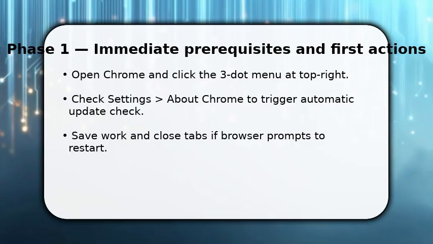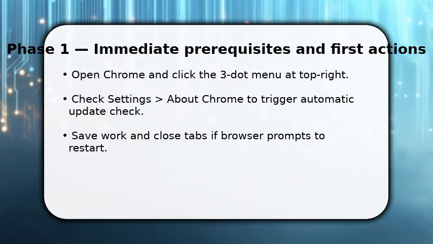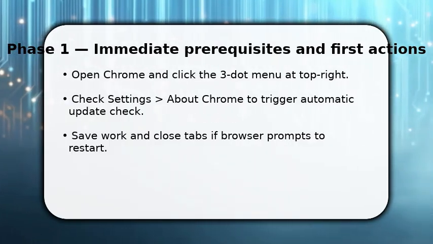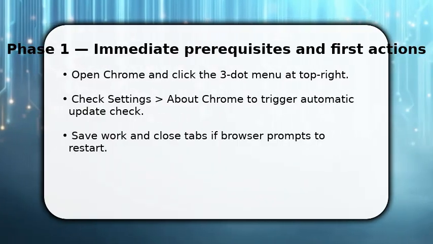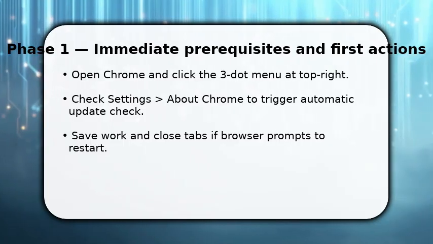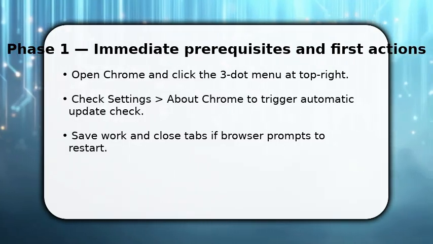You begin by opening Chrome and going straight to the three-dot menu. Click it, then choose Help and About Chrome. This forces an update check immediately, so you don't waste time. Once Chrome reports an available update, it downloads automatically.